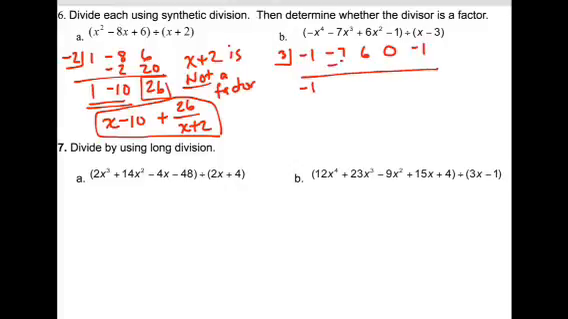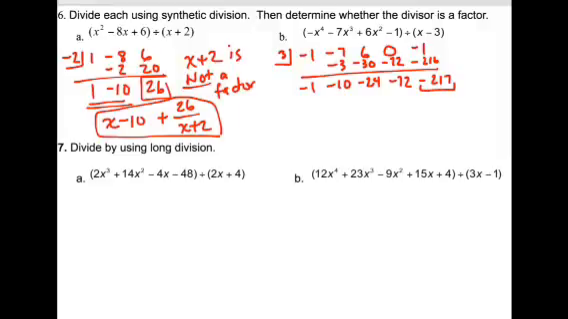3 times negative 1, negative 3, you add, you get negative 10. 3 times negative 10 is negative 30, you add, you get negative 24. 3 times negative 24 is negative 72. You add, you get negative 72. And then 3 times negative 72 is negative 216. And you add, you get negative 217. And that's my remainder.